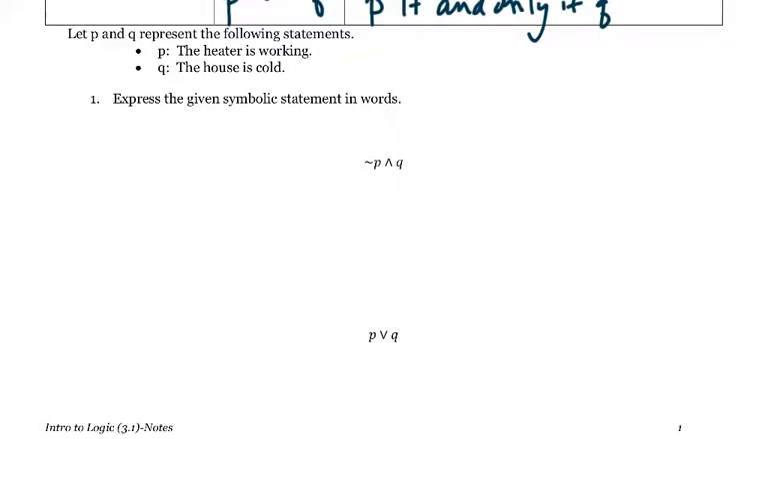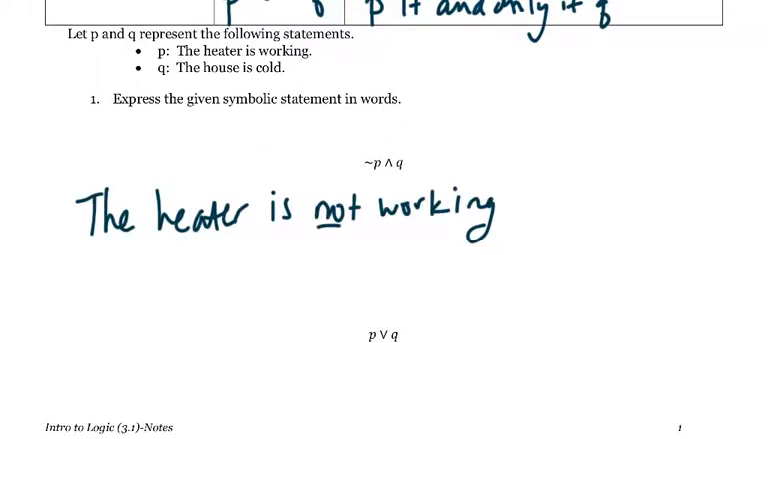So let P and Q represent the following statements. P is the heater is working, and Q, the house is cold. We're going to express the given symbolic statements in words. So the first one is not P and Q. So we're going to negate P, so that would be the heater is not working. And then this symbol is our and. Then Q, the house is cold.